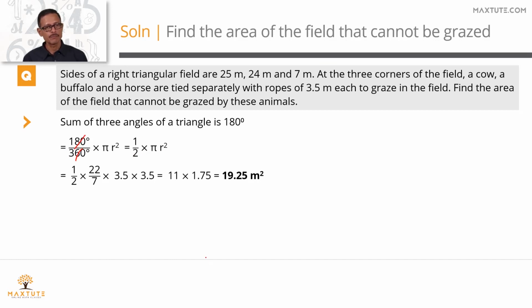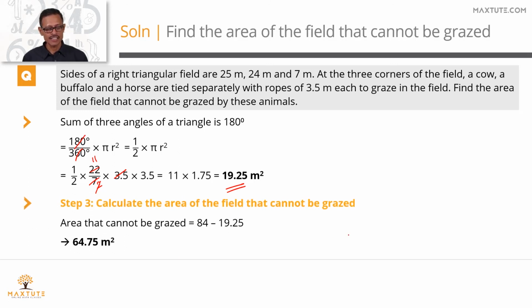1 by 2 into pi, which is 22 by 7, into r square, which is written as 3.5 and 3.5. 7 and 3.5 will cancel to leave us with a 2. The 2 and 22 will cancel to leave us with 11. So this is 11 into 3.5, 38.5 divided by 2, which is equal to 19.25 meters square. Found out the area of all three sectors taken together. Area of the triangle we know is 84. The difference between the two, 64.75 meters square, is the area that these three animals cannot graze within this triangular field.